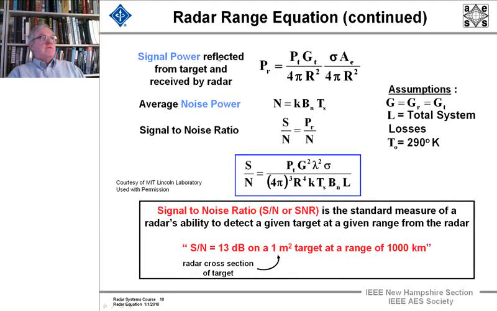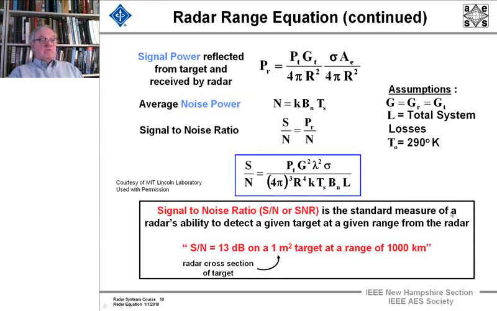So if the signal power reflected and received by the radar is this, and this is the average noise power, we get the signal-to-noise ratio as just the ratio of those two quantities. And the assumptions here are that we have a monostatic radar, that we're using the same antenna located in the same position to receive and to transmit the signal. L are the total system losses. I call it the humanity of the radar, and we'll go into those in detail in the last half of the lecture. And T0 is just the ambient degrees Kelvin.